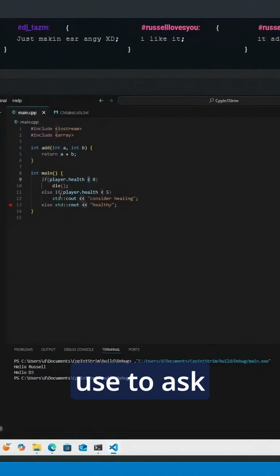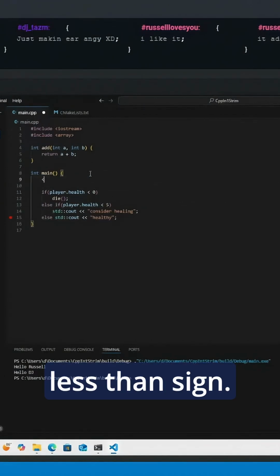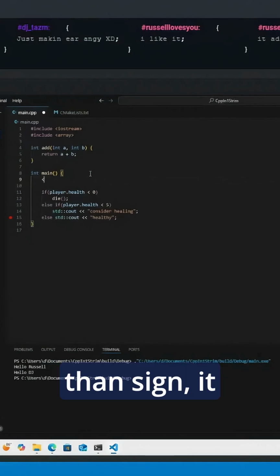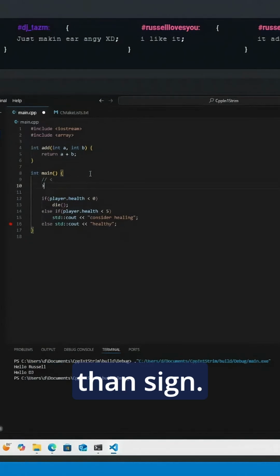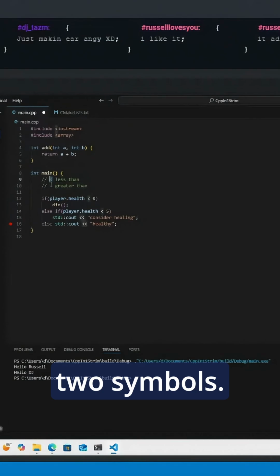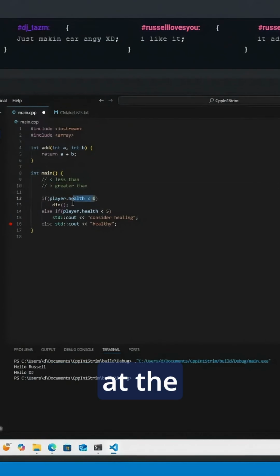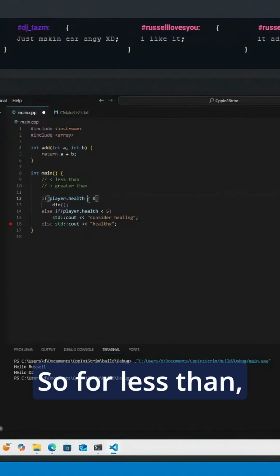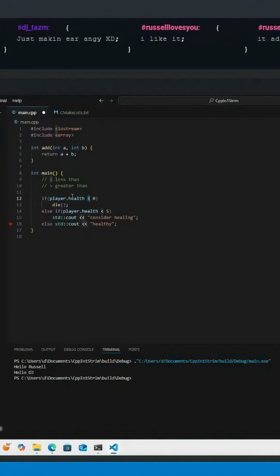What goal can we use to ask questions? Well, so far, we've seen the less than sign. If there's a less than sign, it implies that there's a greater than sign. There's a little trick with these two symbols. The arrow points at the smaller thing. So for less than, the arrow is pointing at health. And so we want to ask if health is smaller than zero, or less than.